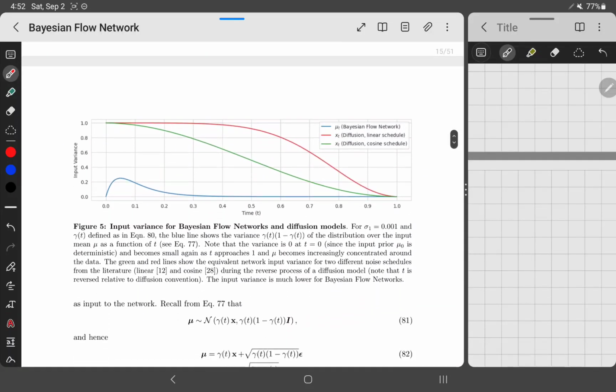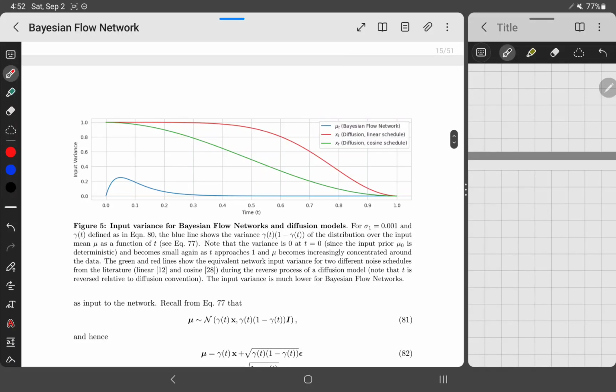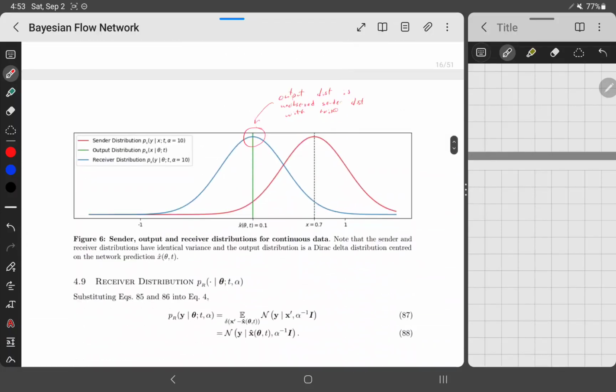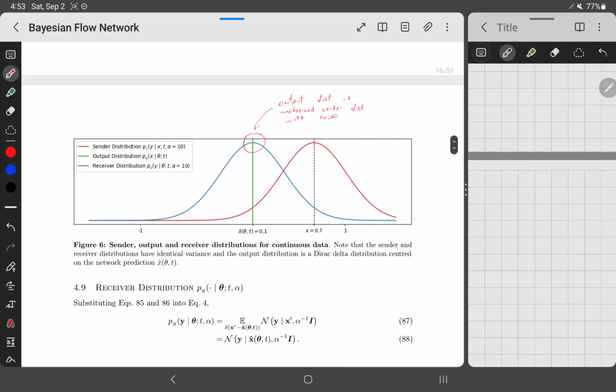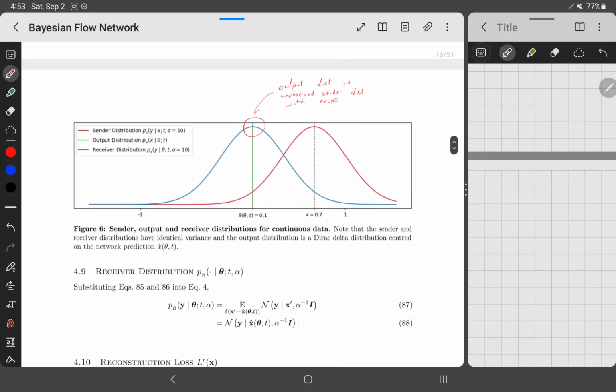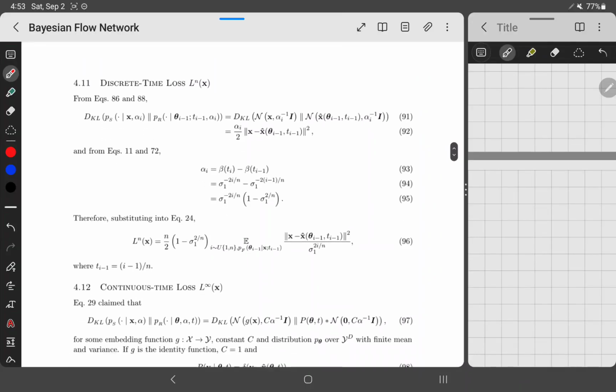This is showing the noise schedulers. This green and red are your normal diffusion schedulers, and they have a weird looking scheduler, which I guess they find works well. This is just output distribution, receiver and sender distributions. Not a big deal there.